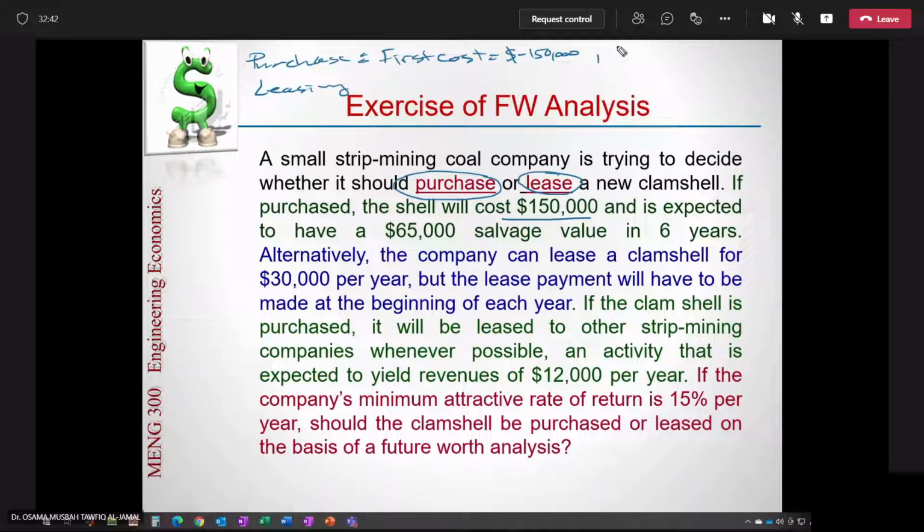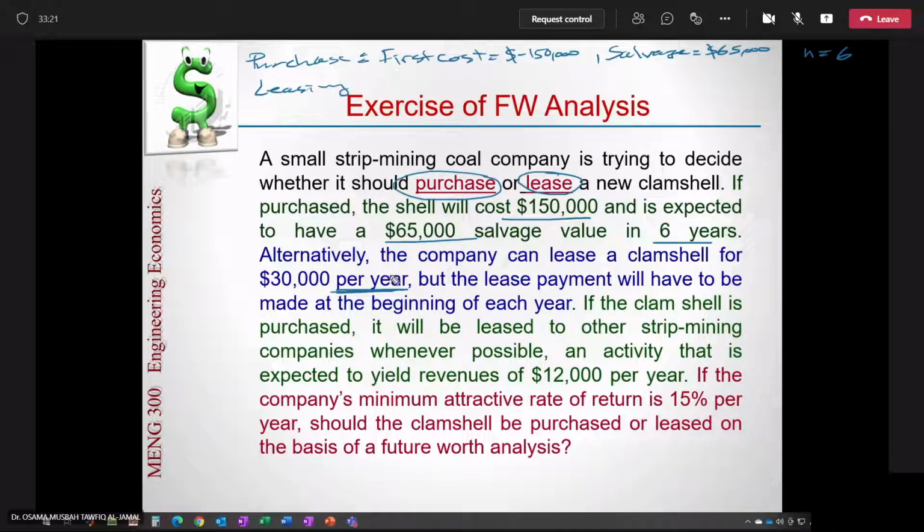So they gave us the salvage value. We always know where the salvage value is: at the last period. The life of this project is 6 years. Alternatively, the company can lease a clamshell for 30,000 per year. Can lease a clamshell for 30,000 per year.